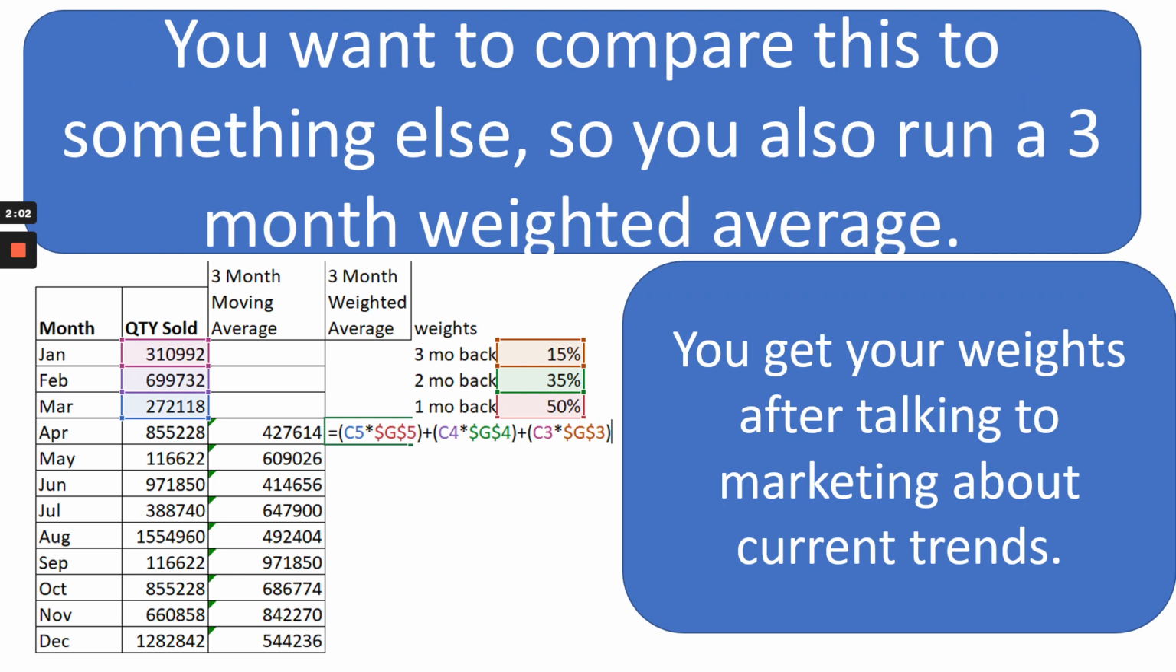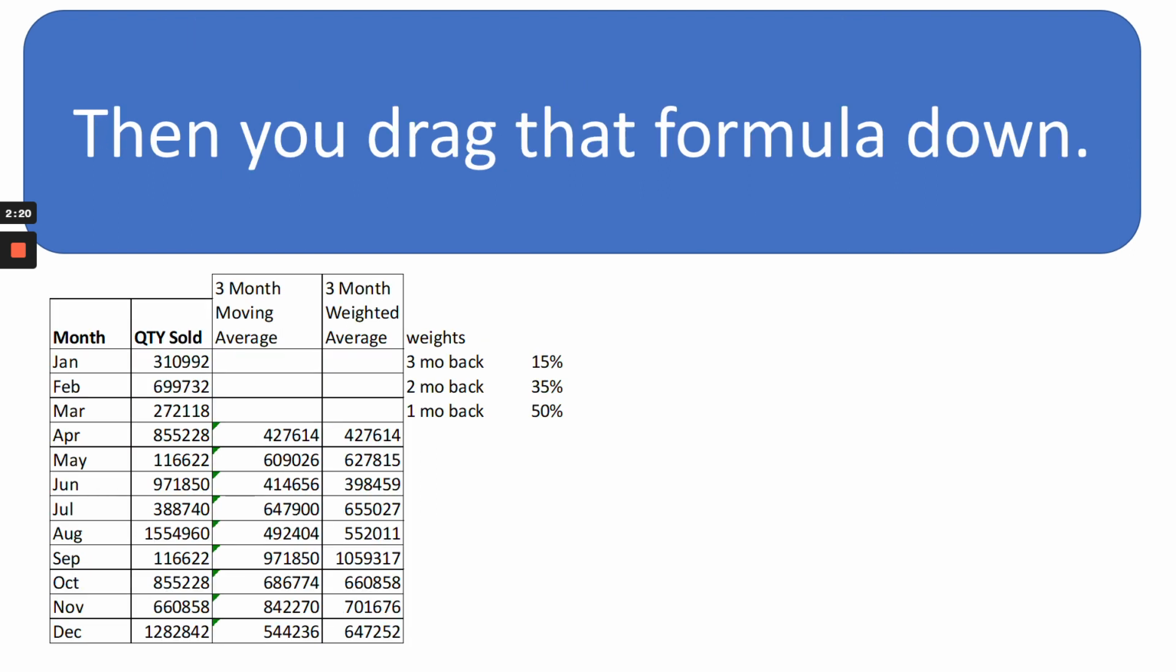You want to compare this to something else, so you also run a 3-month weighted average. You get your weights after talking to marketing about current trends. You decide to use 50% for 1 month back, 35% for 2 months back, 15% for 3 months back. You drag that formula down.